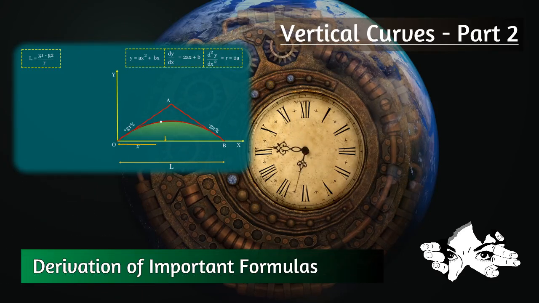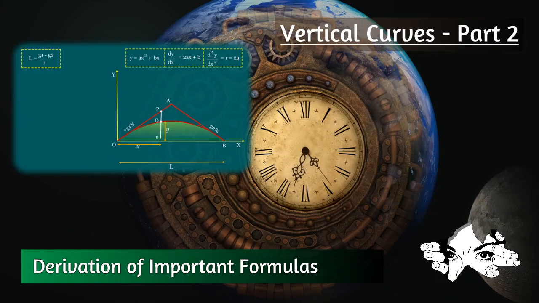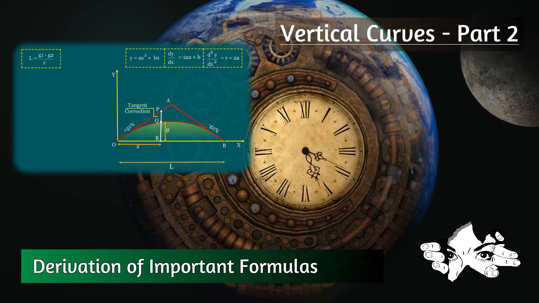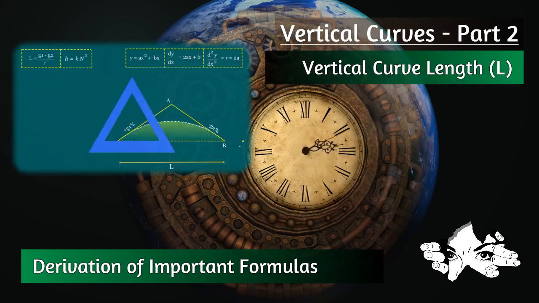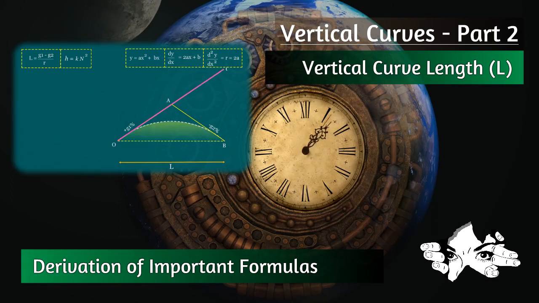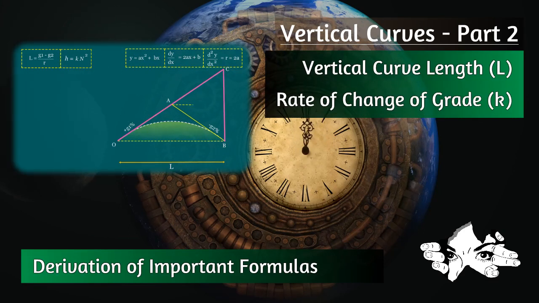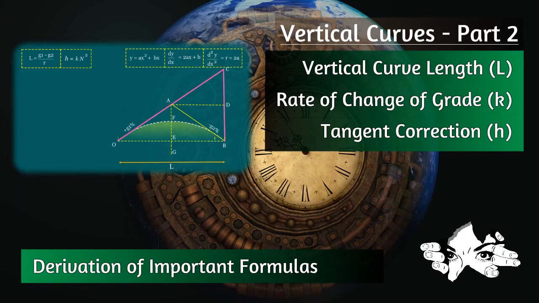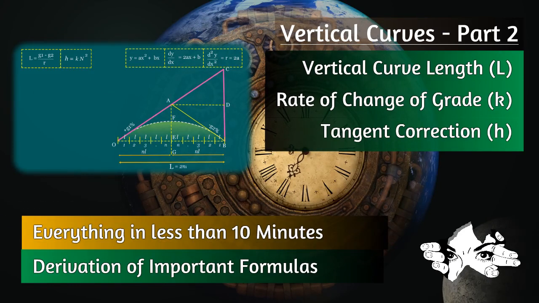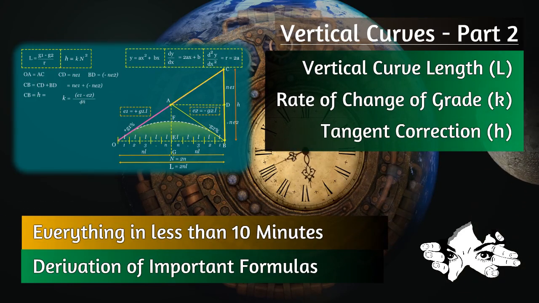In this episode, we will see the derivation of important formulas by using the algebraic formulas of parabola, such as the derivation of formula for curve length, and for the constant value of k for rate of change of grade, and finally, for the tangent correction h. We will review all this in less than 10 minutes time. So, please watch till the end.